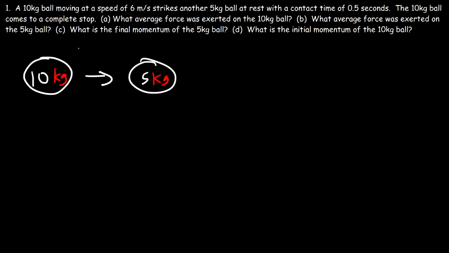And the 10 kilogram ball is moving at a speed of 6 meters per second. The 5 kilogram ball is at rest. So once the 10 kilogram ball strikes the 5 kilogram ball, the 10 kilogram ball comes to a complete stop, but the 5 kilogram ball moves to the right.